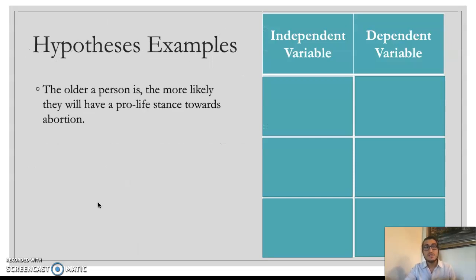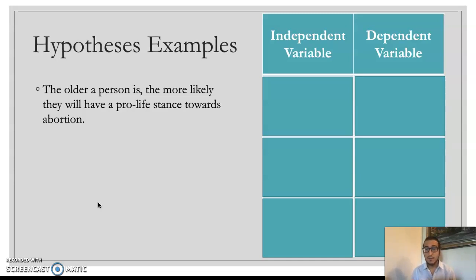Okay, so this first hypothesis: the older a person is, the more likely they will have a pro-life stance towards abortion. Okay? The older the person is, the more likely they will have a pro-life stance towards abortion. So what are the two variables in this hypothesis? Don't worry about independent or dependent yet. Just what are the two variables, the two objects or ideas about humans that we are analyzing in this hypothesis? What do you think?